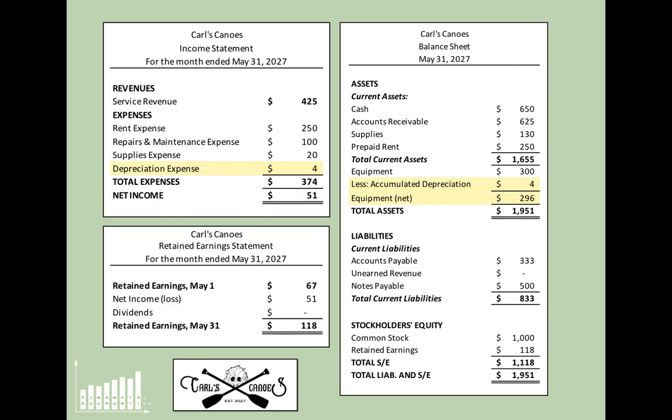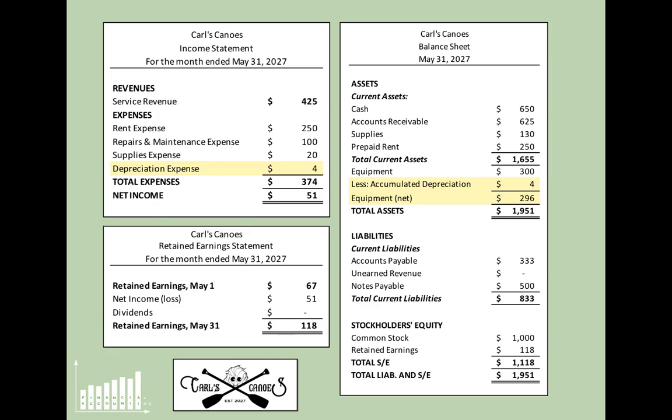So here's Carl's financial statements for the month ended May 31st, 2027. We see he has service revenue of $425. The new addition to our income statement is our account depreciation expense. That's the one we haven't really seen before. And so he has net income of $51. He has retained all 51 of that for this period, added to previous periods. He's now at $118 in retained earnings.